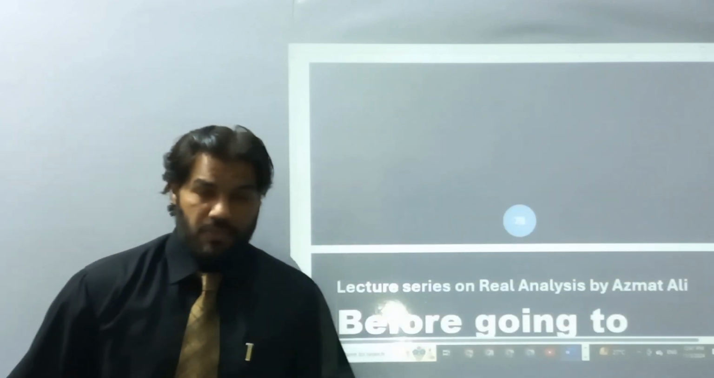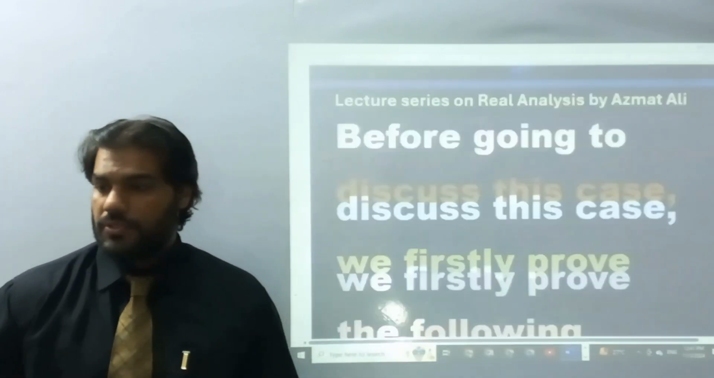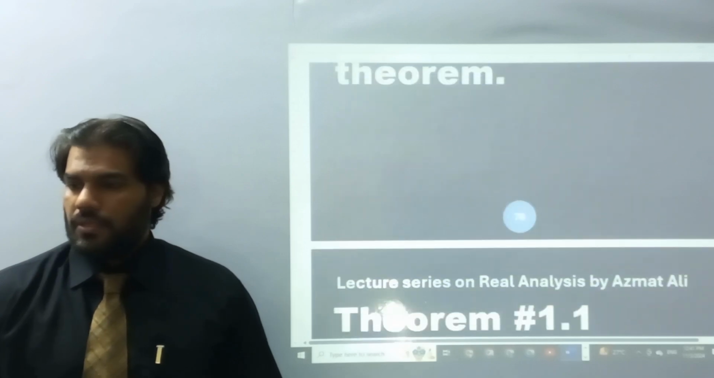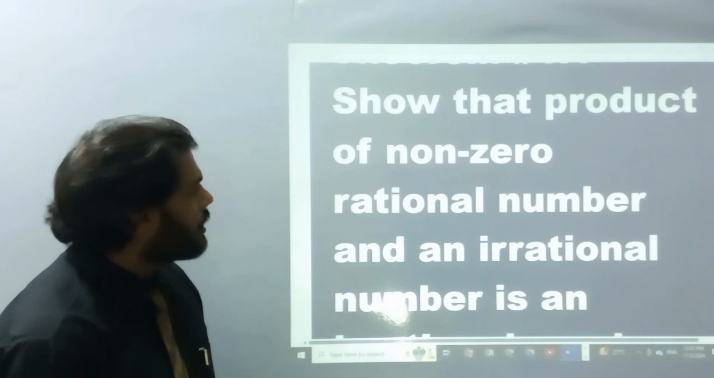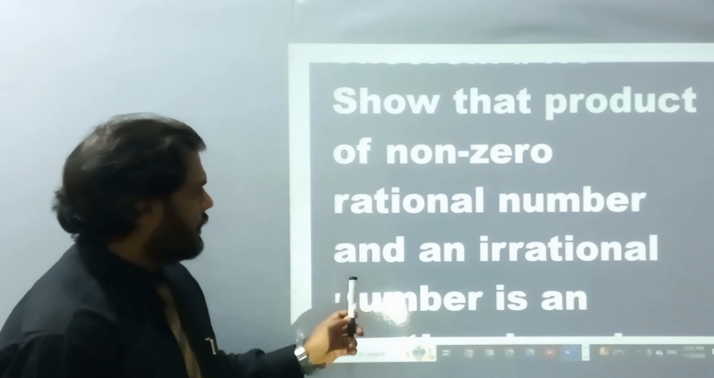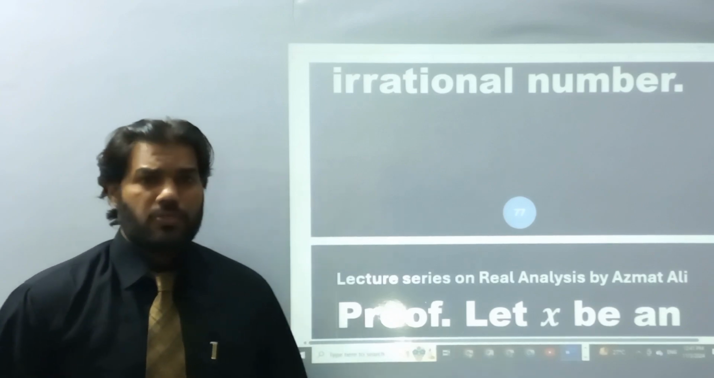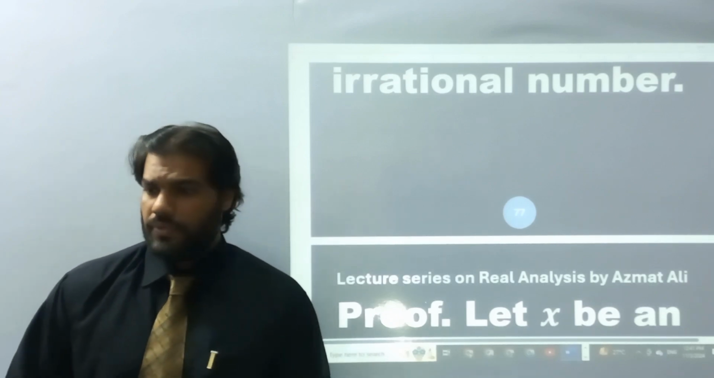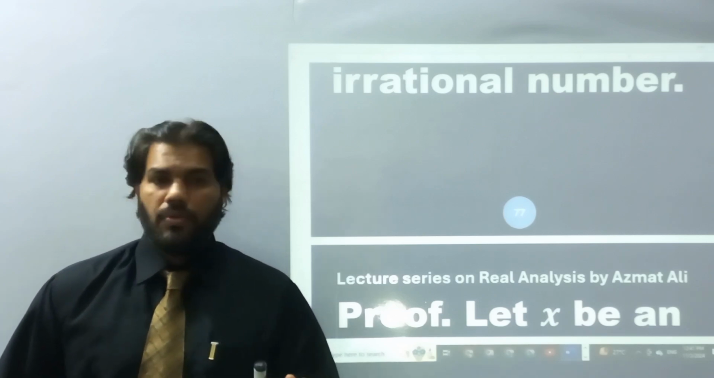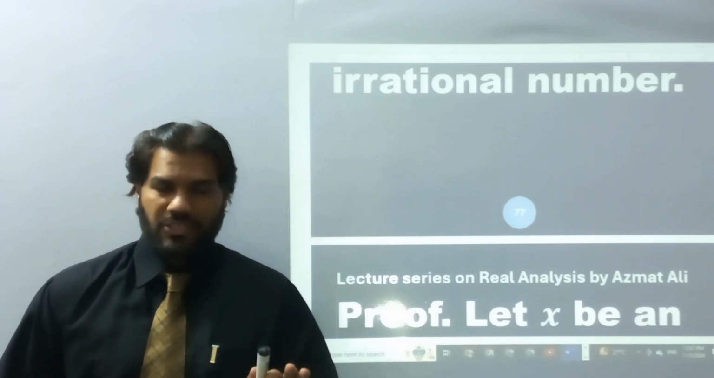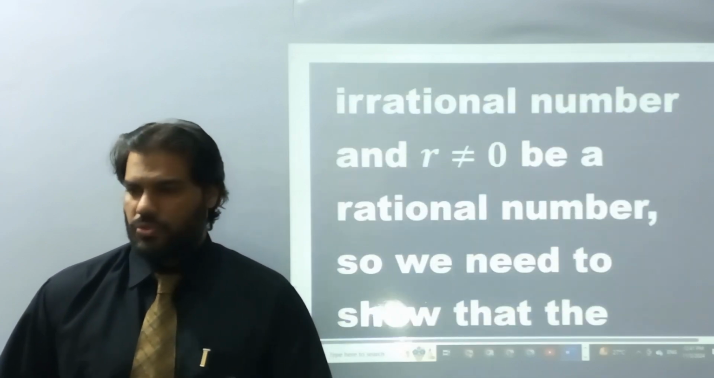But before discussing the irrationality of the square root, we will discuss an important result. We will show that the product of a non-zero rational number and an irrational number is an irrational number, because we will use this result in the following cases. The product of a non-zero rational and an irrational number is always an irrational number. This is our target to show.